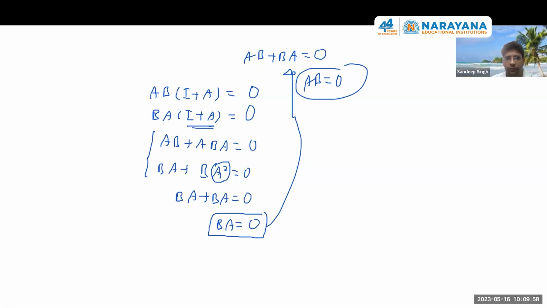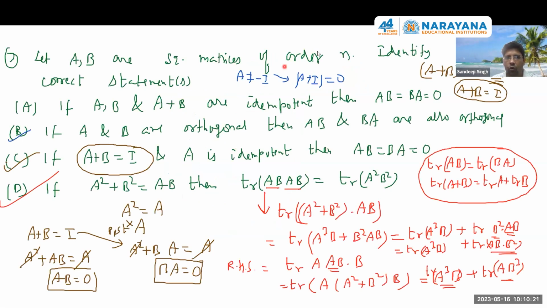Please check, everyone. AB into I plus A is also null. So AB plus ABA, and then BA into I plus A is also null. That means BA plus BA square. BA square we can again write as BA. So BA is null, and once BA is null, AB is also null. That is why it was coming out null in every case. Good. So all options are correct.